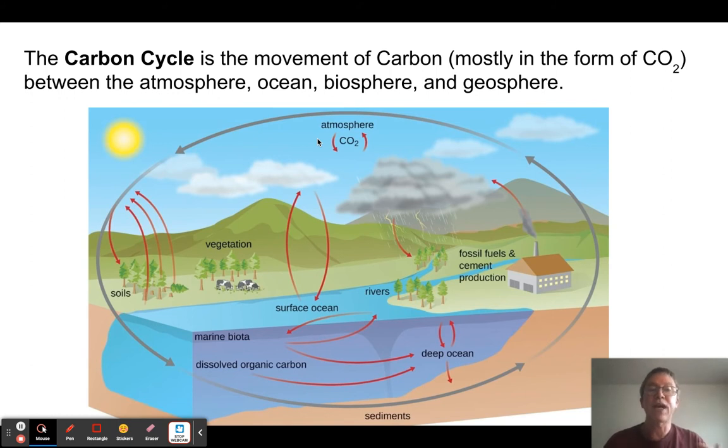We have what's called a fast cycle, which is going into plants and animals, then back in the atmosphere. And then we have what's called the slow cycle, which takes millions of years, where it goes into sediments and then has to go through, basically, geologic processes to be released.